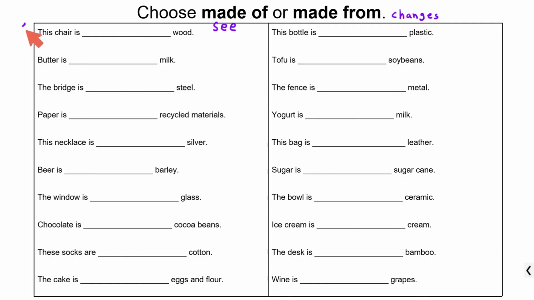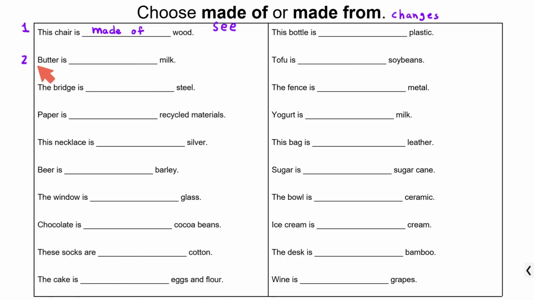So let's start with the first one, number one. Let's read the sentence carefully. It says the chair is wood. So we can see the chair and we can see the material. We can still see the material. So for this one, we should pick made of. So the chair is made of wood.